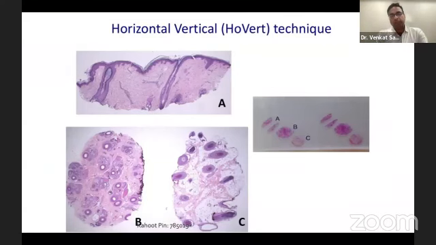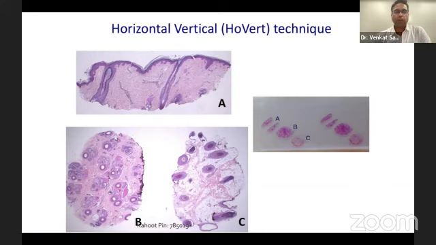So now, because we want both horizontal and vertical sections, well, it's not just now, but when the horizontal sections were introduced, there is something called the Hobart technique, which was also introduced, where what we do is we cut the top half of the section, do vertical sections there to look at the epidermis, and then we do horizontal sections on the remaining part of the 4mm punch biopsy.